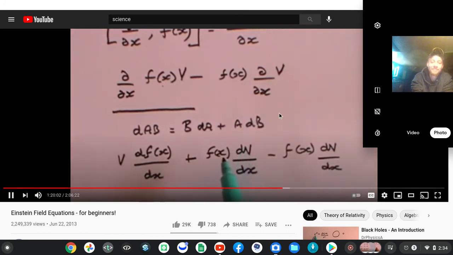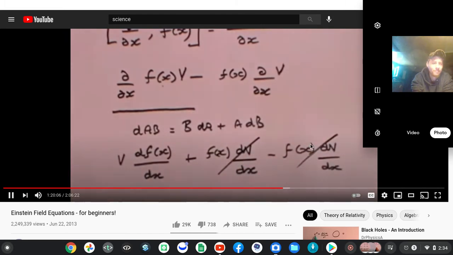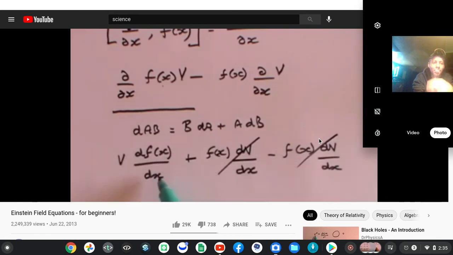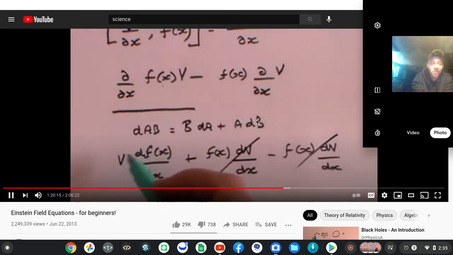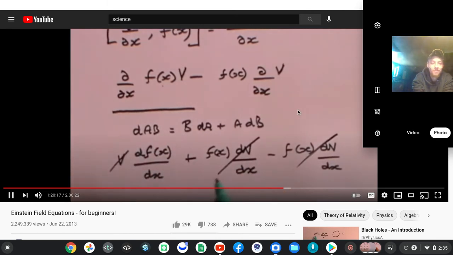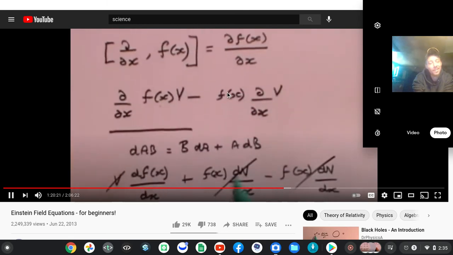And you'll see that that term and that term are equal, so one minus the other is 0, and you're left with V times df/dx. Well, V is something we simply inserted, so we can now take that out, and now you've got that the commutator is equal to df/dx, which is what we wanted to show in the first place.